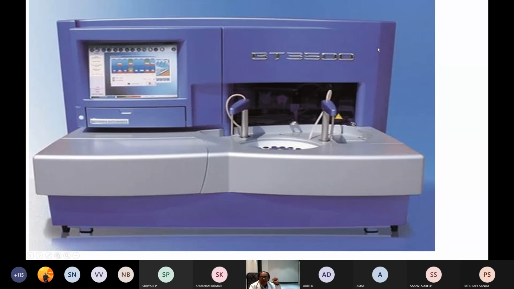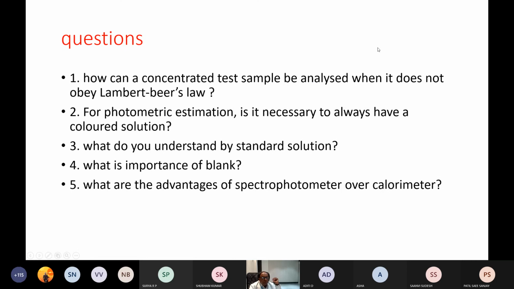Okay? And now there are some questions. Just note them down and try to find the answers. Question number 1: how can a concentrated sample be analyzed when it doesn't obey Lambert-Beer law? You have to refer to the Lambert-Beer law and then find the answer for this.